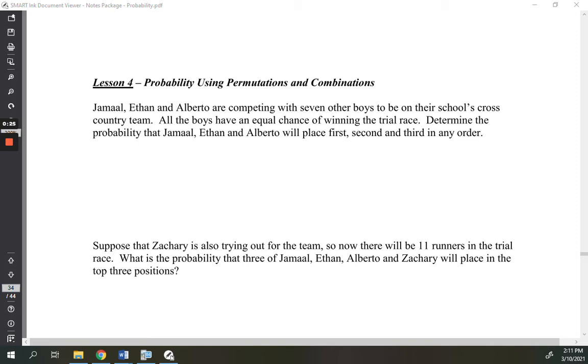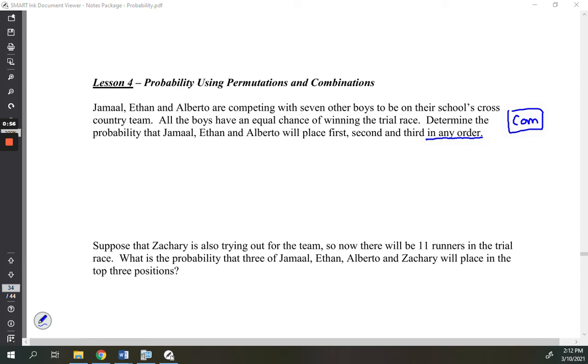Jamal, Ethan, and Alberto are competing with 7 other boys to be on their school's cross-country team. All the boys have an equal chance of winning the trial race. Determine the probability that Jamal, Ethan, and Alberto will place first, second, and third in any order. Just like our perms and coms unit, you have to think carefully: is this a permutation or a combination question? Because I said in any order, that means order doesn't matter, and this is a combination question.